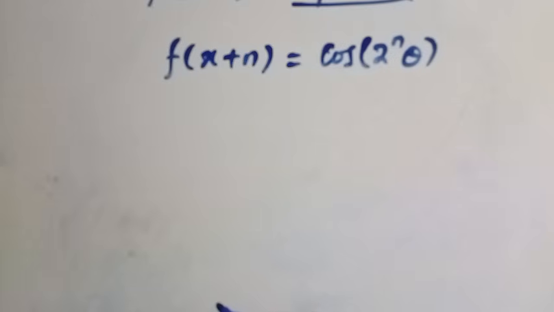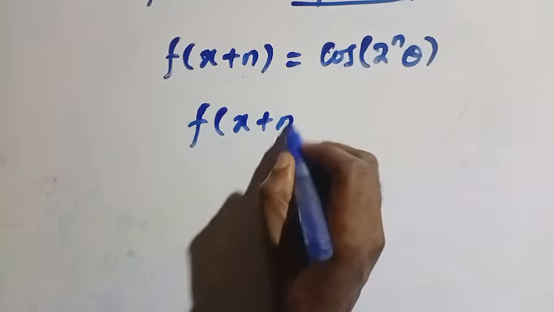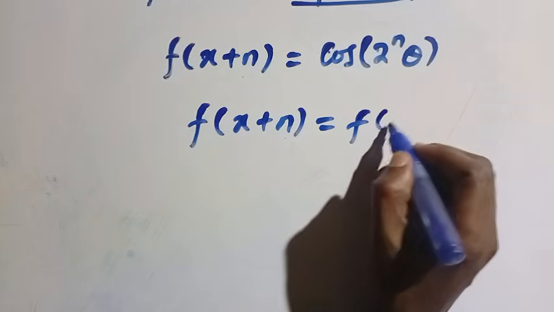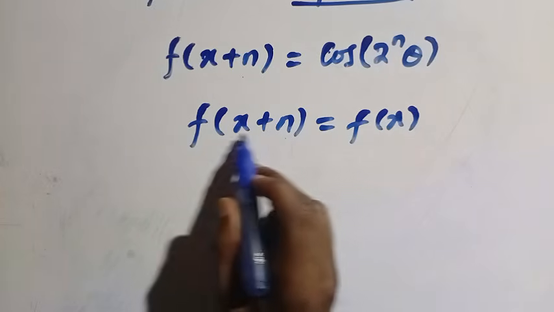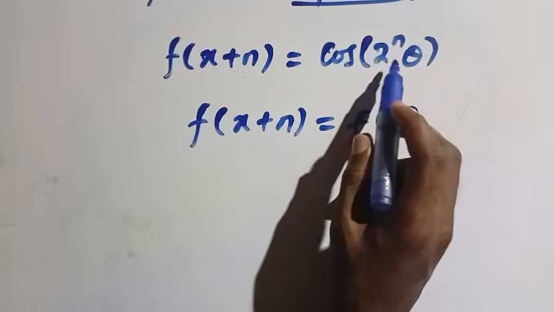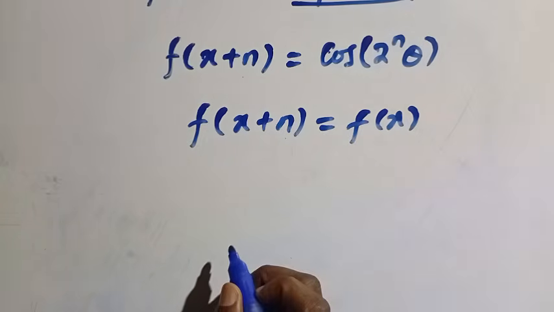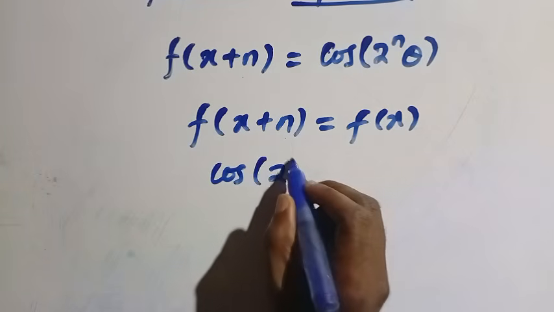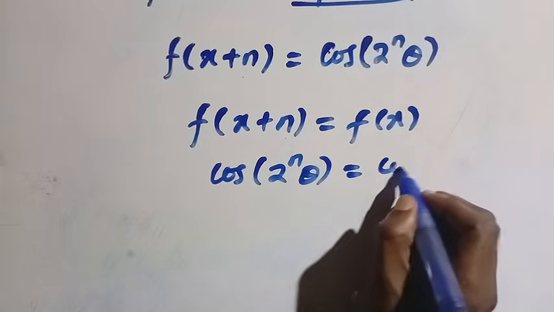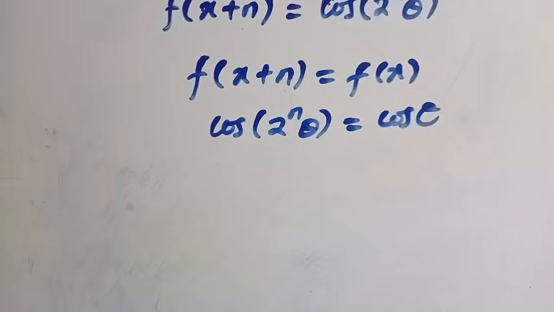For f to be periodic with period of n, we need f of x plus n equals f of x. Since f of x plus n equals cos of 2 raised to power n theta, and f of x is cos theta initially, we can equate the two together, and we have cos of 2 raised to power n theta equals cos theta. Makes sense? And this is what happens here.